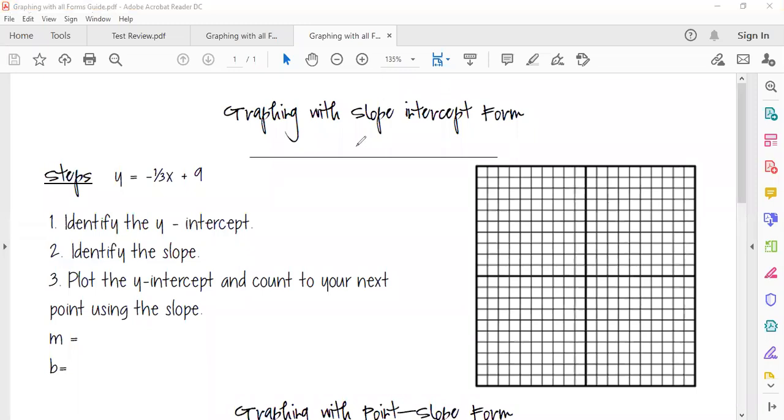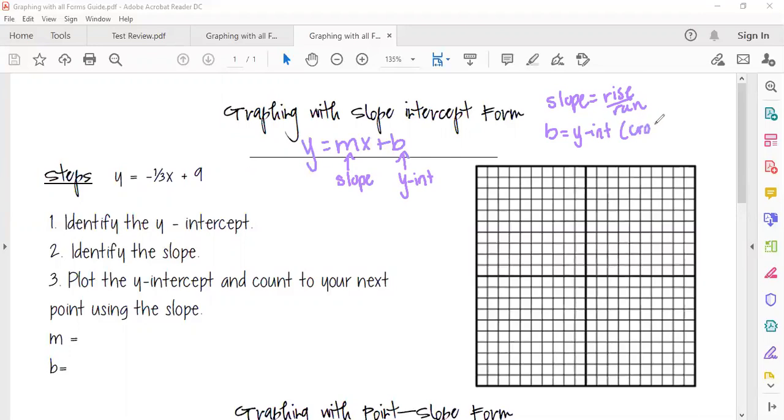So we're going to start with slope-intercept form. We know slope-intercept form is y equals mx plus b. We know that m is my slope, which is always my rise over run, and b is my y-intercept, which is where I cross the y-axis. In case you don't know this, slope is always our rise over our run. It's our rate of change. It's how a graph is increasing or decreasing. And b is always my y-intercept, which is where I cross the y-axis.